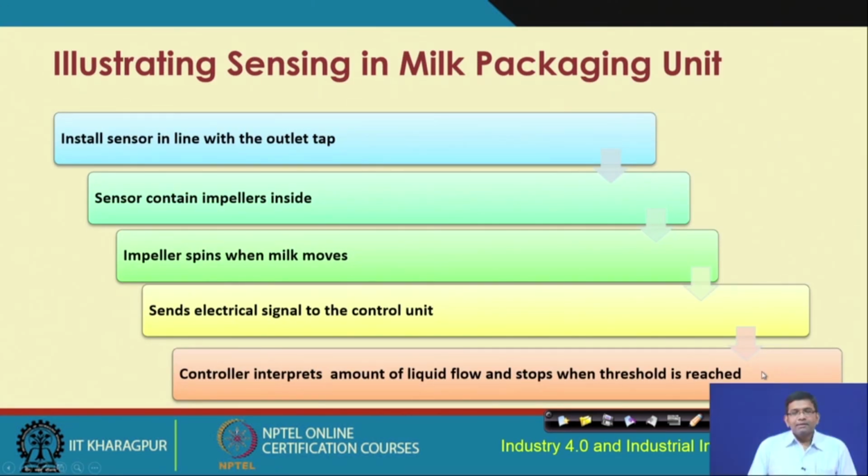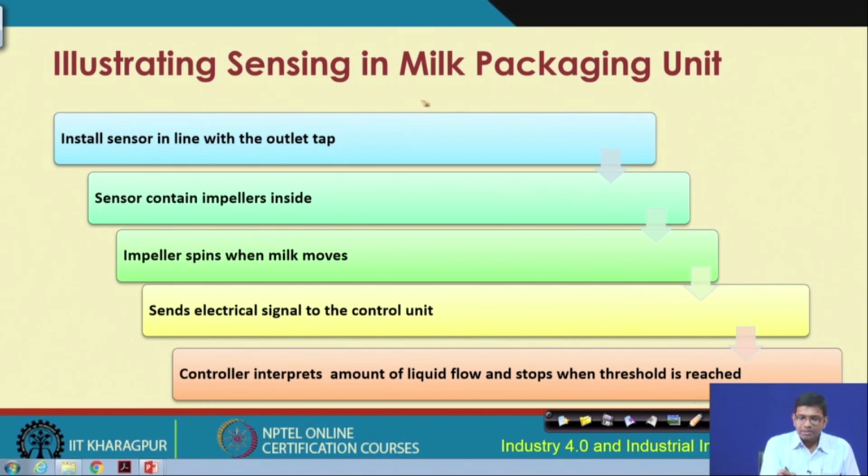So, let us consider the example of the milk processing unit, milk packaging unit. Now, let us say that you are talking about a smart milk packaging unit, and let us talk about the sensing in a smart milk packaging unit much more specifically. So, in a milk packaging unit you need to install the sensors in line with the outlet tap.